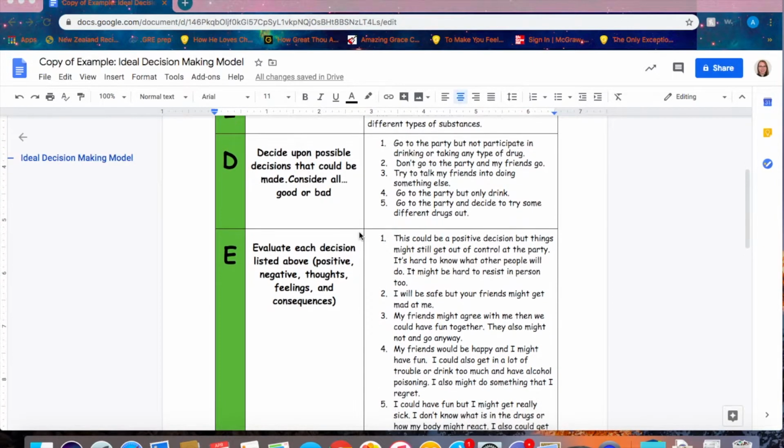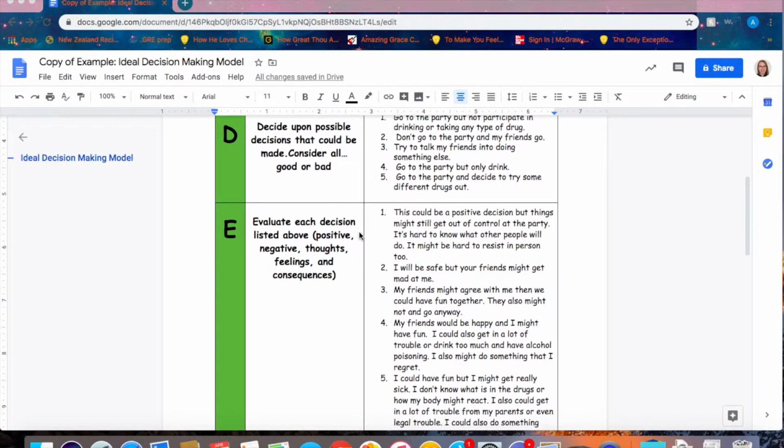Try to talk my friends into doing something else. So the thoughts I had about it are, my friends might agree with me, then we could have fun together. They also might not and go anyway.